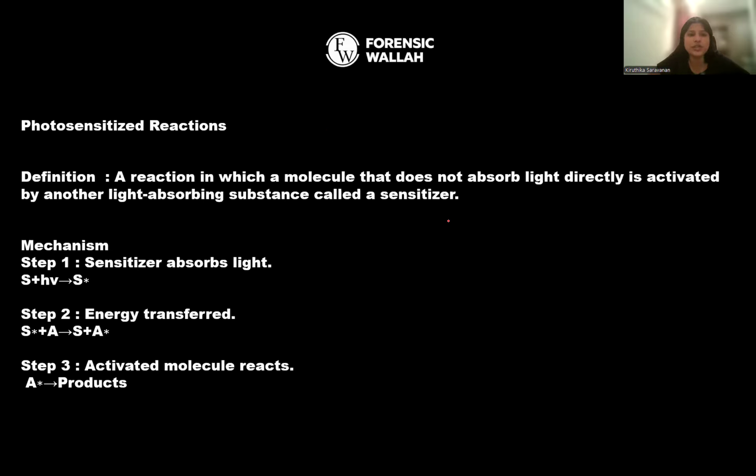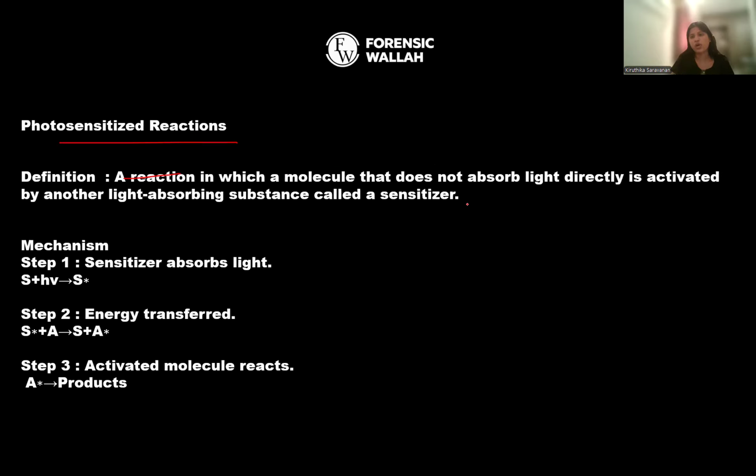Okay. Now coming to photosensitized reactions. It is a reaction in which a molecule does not absorb light directly. It is actually activated by another light-absorbing substance, called a sensitizer. So they do not absorb all the light directly. There is another light-absorbing substance, and that substance gets activated. It's very sensitive.